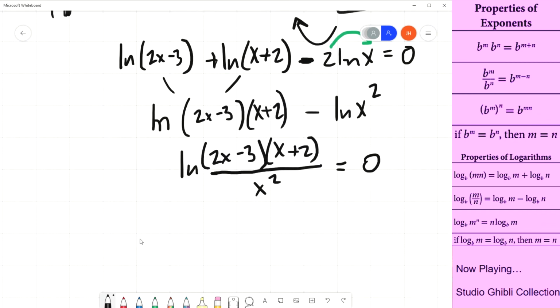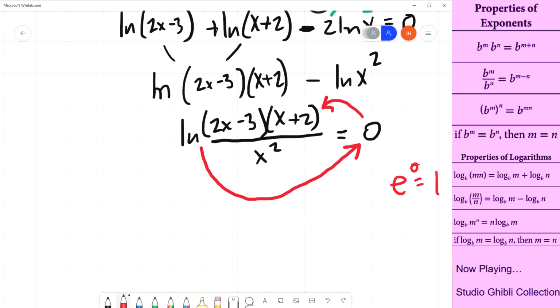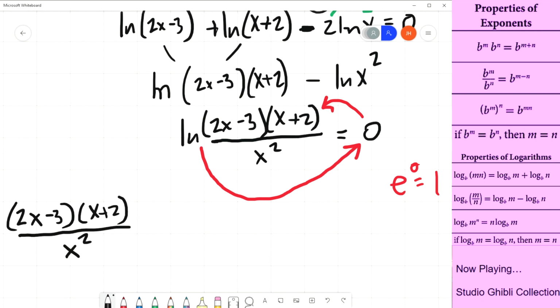Alrighty, now can we solve this part? We would use our decoder ring, right? So e, because that's the base of a natural log, e to the power of 0 equals the inside. What is e to the 0? It would be 1. Anything to the power of 0 is 1. So now I know that 2x minus 3 times x plus 2 over x squared equals 1.